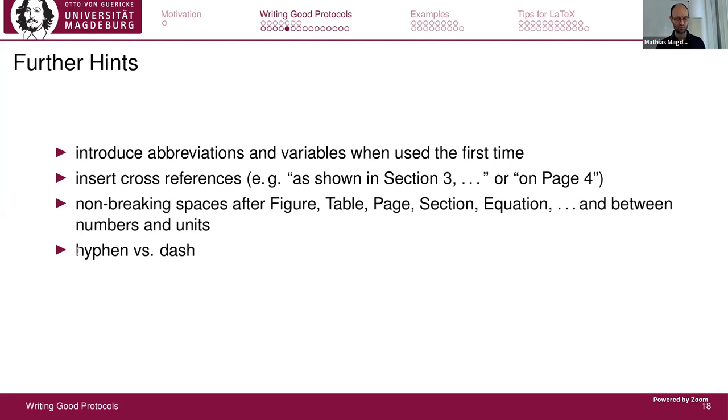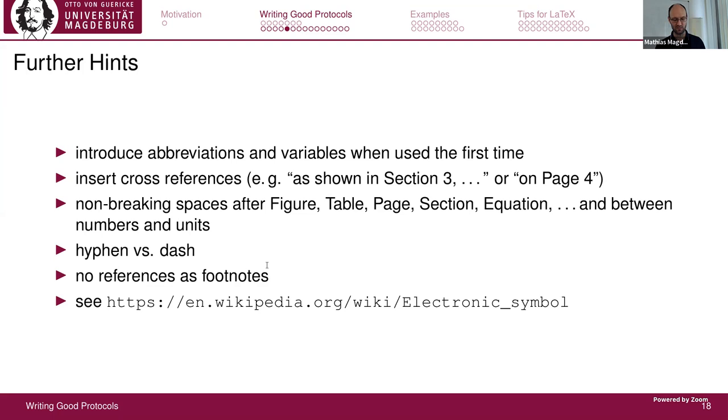So a hyphen is the short thing, the dash is the longer one. In engineering documents, it's very uncommon to have references as footnotes at the bottom of the page. In the human sciences, it's very common to do so. In the engineering sciences, we always put references towards the end of a document and then insert the citation in brackets. And for electronic symbols, use the common symbols. Don't invent your own symbols.